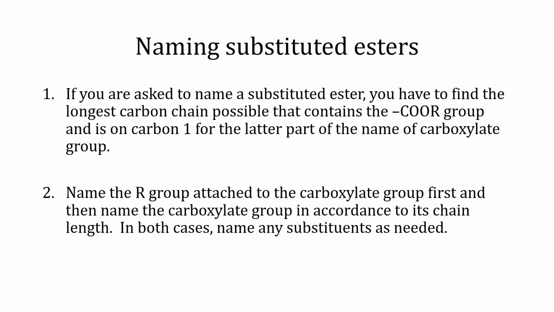Naming substituted esters can be done following these steps. 1. If you're asked to name a substituted ester, you have to find the longest carbon chain possible that contains the COOR group and is on carbon 1 for the latter part of the name of the carboxylate group. 2. Name the R group attached to the carboxylate group first, and then name the carboxylate group in accordance to its chain length. In both cases, name any substituents as needed.